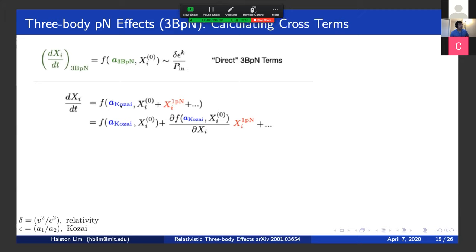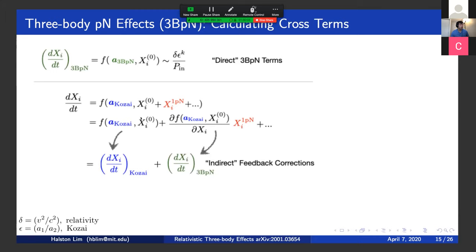So what if we took the Kozai acceleration and we were to evaluate the equation taking the leading order corrections to the orbital elements? Then if you expand everything, you'll find that you retrieve the Kozai perturbations, but you also get these cross terms, which are the indirect feedback corrections. So you can consider this as a relativistic correction to the Kozai perturbation. And I found it's very important to include both the direct terms and the indirect terms in the analysis. They both play a really important role in secular evolution.